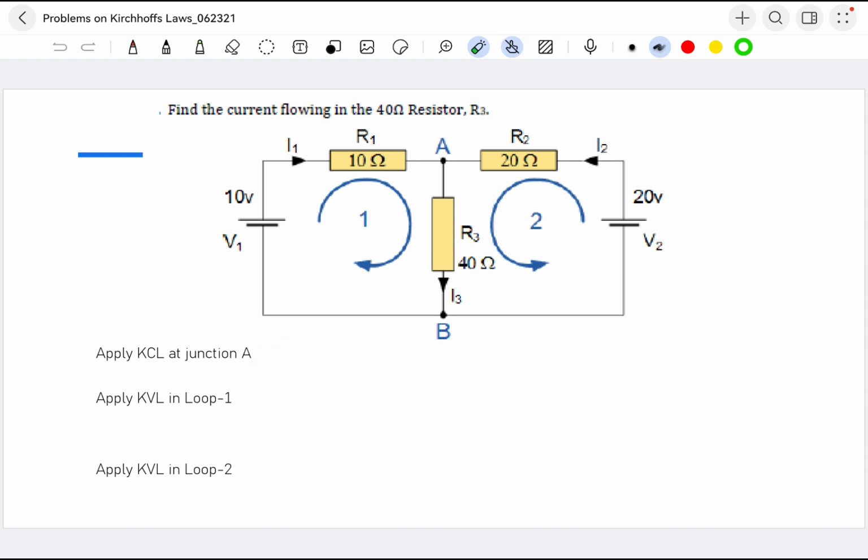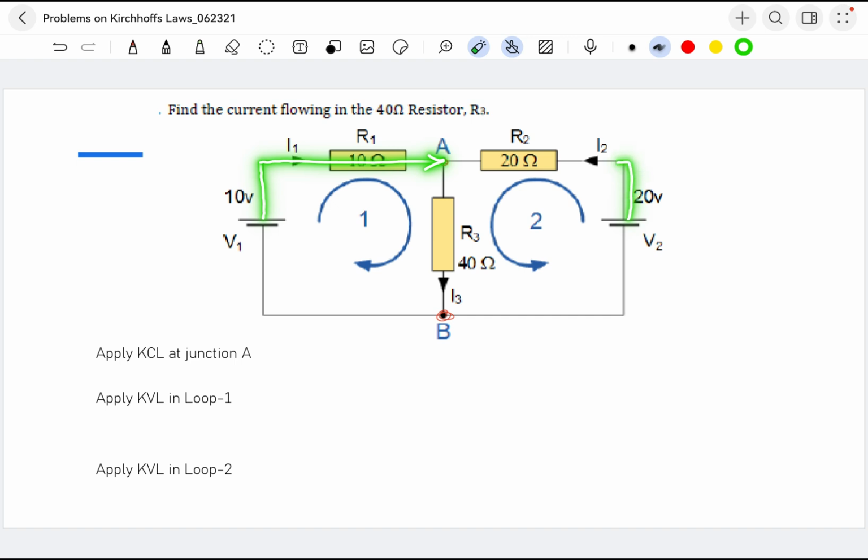Ready? Come on. So before that, let's apply the Kirchhoff current law, KCL. You can apply it at junction A or at junction B. Observe here. The current is coming from this battery. Assume I1 current is coming here and finally reaches the point A.